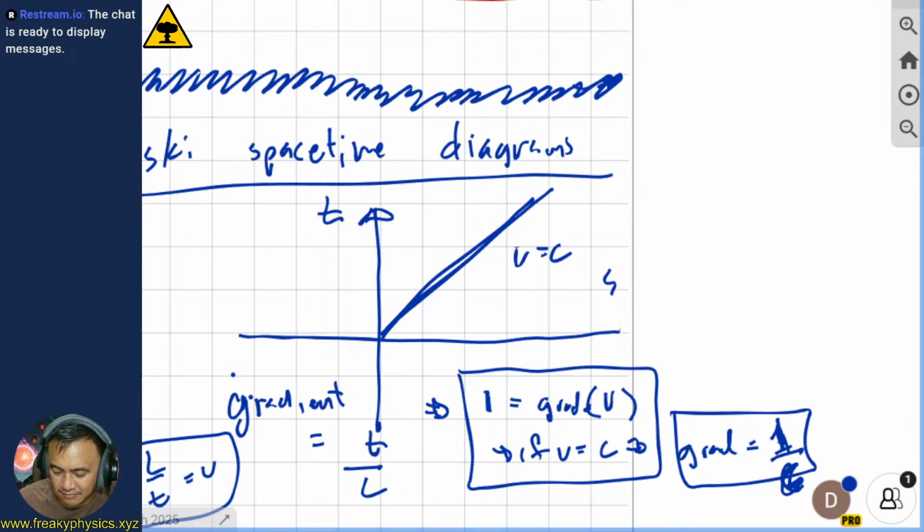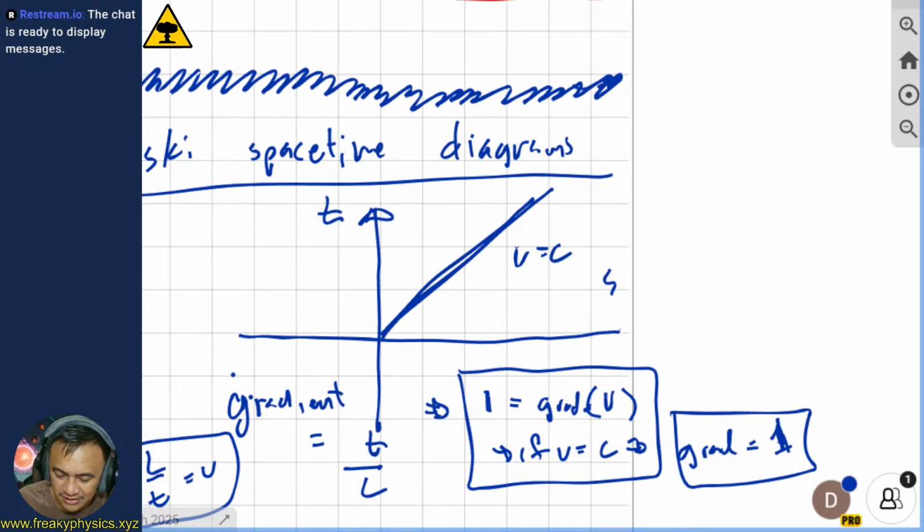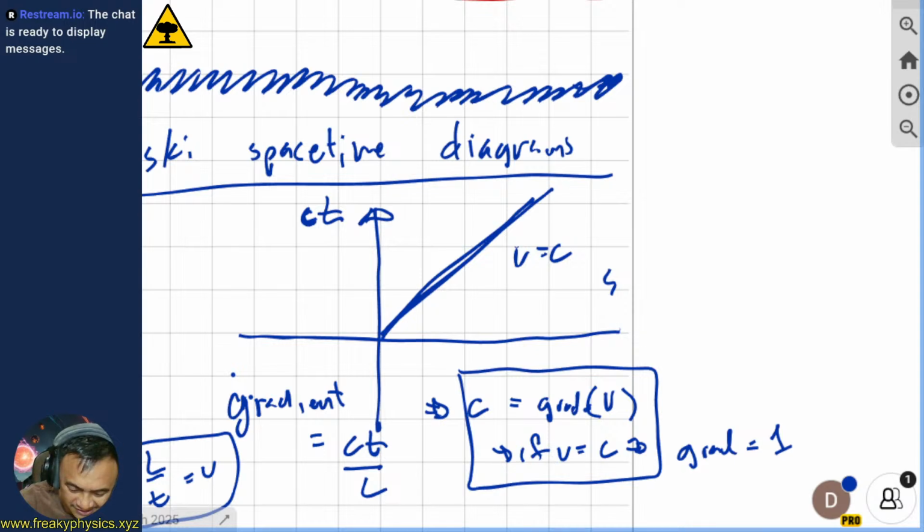Now, that basically means, how can I draw this? 1 over C is the gradient. That's going to be it, which is, again, as you pointed out, perfectly reasonable, right? Now, the reason why we want that C in there, and we're going to put the C back in, is because this makes a 45-degree angle between both axes. And that's going to be very convenient for understanding what's happening.